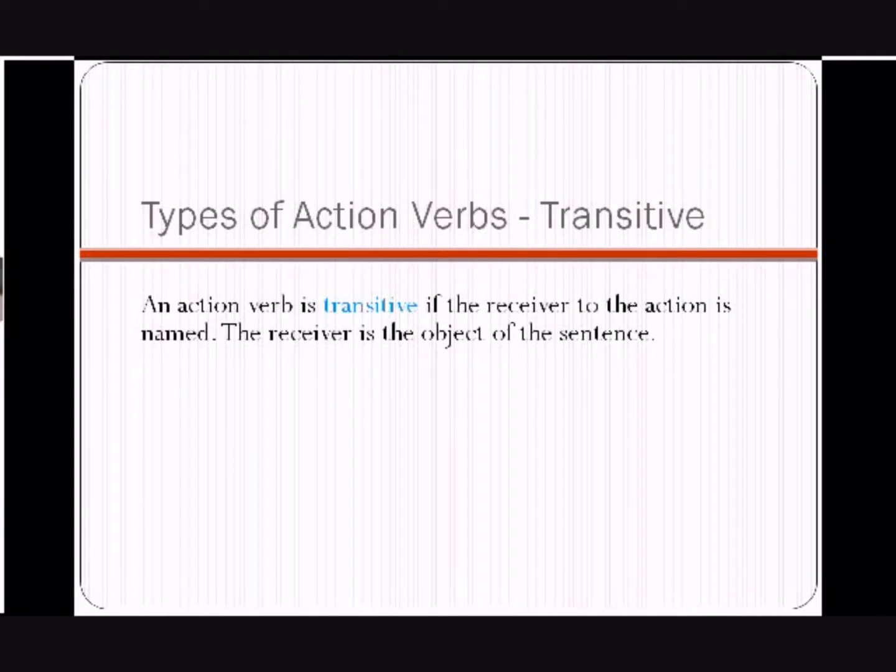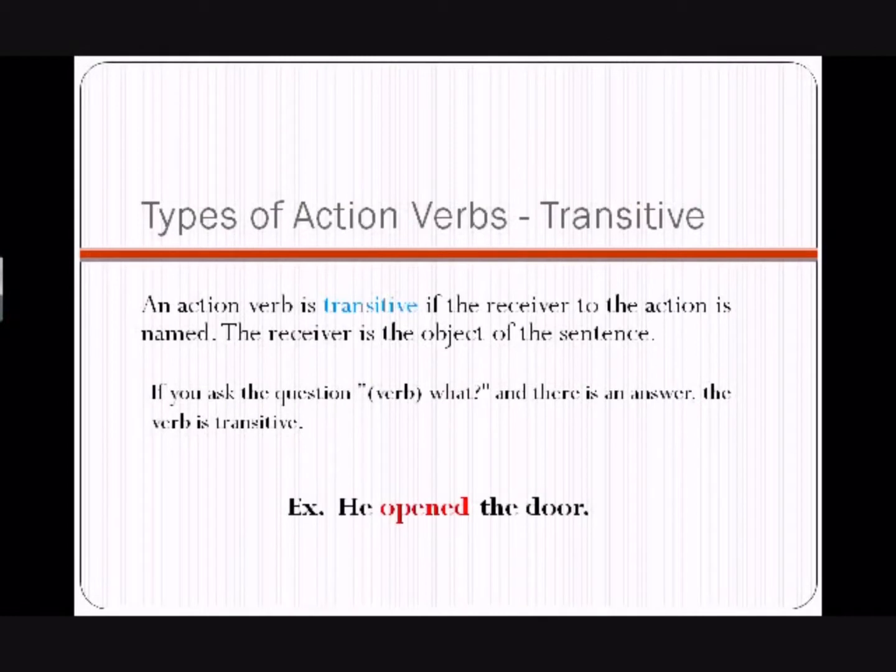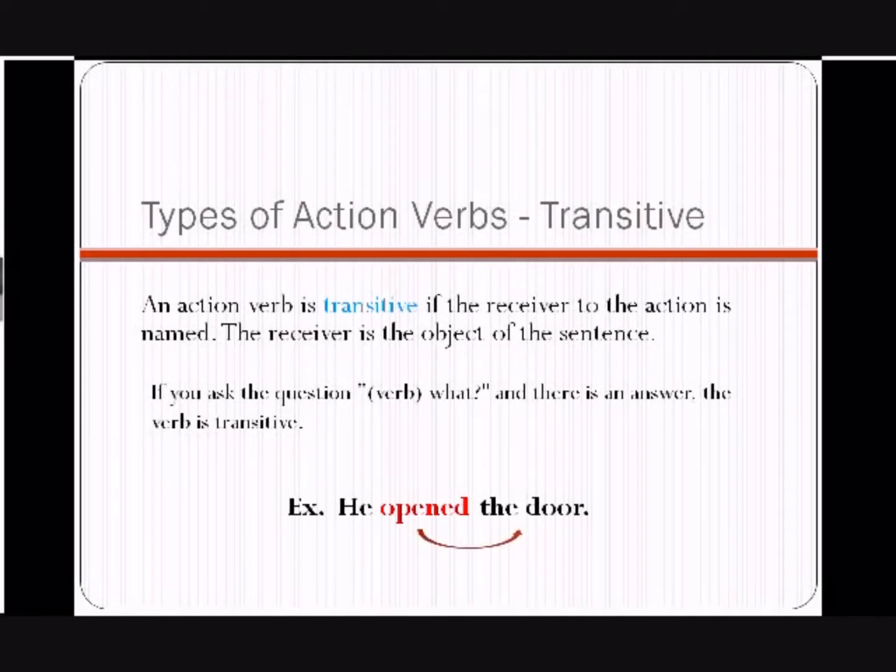So take the verb of the sentence and ask what right after to find the answer. Be sure to only answer for what and nothing else like why or which or who. And it must also be only a one-word object. Let's take the example, he opened the door. So we say, he opened what? The door. Since there's an answer to the question, the verb is transitive. The door is receiving the action of being opened.